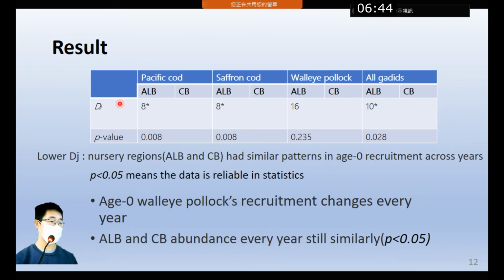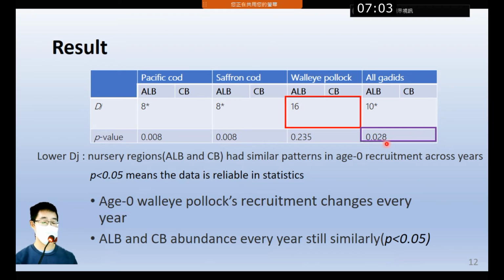And in this figure, we can see the DJ value. The walleye pollock has the higher DJ value. It means the H0 walleye pollock's recruitment changes every year. But after all, the gadids' p-value is 0.028. It's smaller than 0.05. And it means this data is reliable in statistics. So ALB and CB abundance every year is still similar.